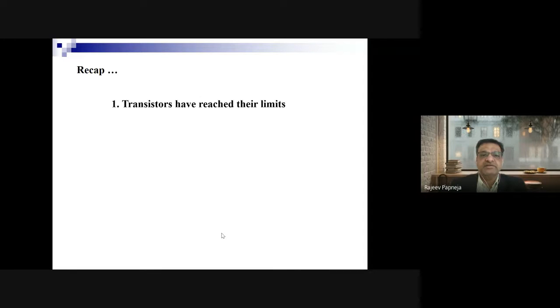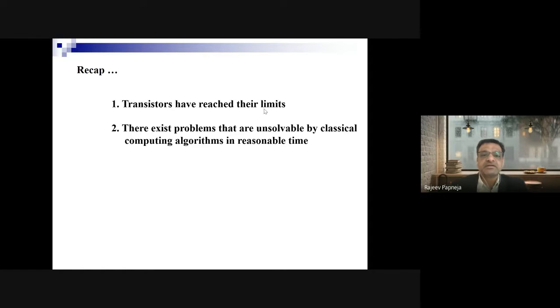we went through Moore's law, which stated that transistors have now reached their maximum limits, whether in terms of the density on the chip or the size, which has come down to 7 nanometers. We also saw that there are certain problems that are unsolvable by classical computing algorithms, or it might take more than the age of the universe to solve a simple problem because of the exponential nature of the problem, which is 2 raised to n.